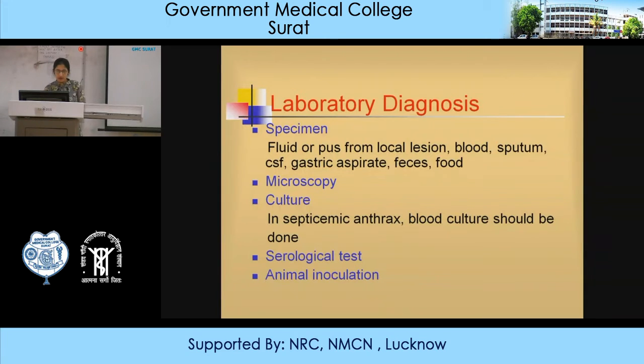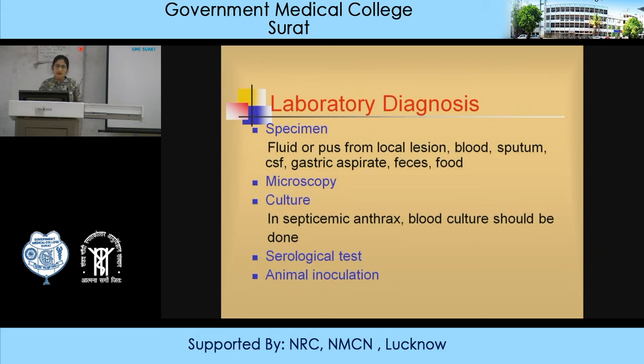In case of pulmonary anthrax, if there is fatal septicemia and the bacteria enter the blood, we have to collect samples like blood. If there is pulmonary anthrax, we can also collect samples like sputum. If there are fatal complications like meningitis, then we have to collect samples like CSF. And in case of gastrointestinal anthrax, we can collect samples like gastric aspirate, feces or food. This food is basically for Bacillus cereus poisoning. We will see it in the next slide.